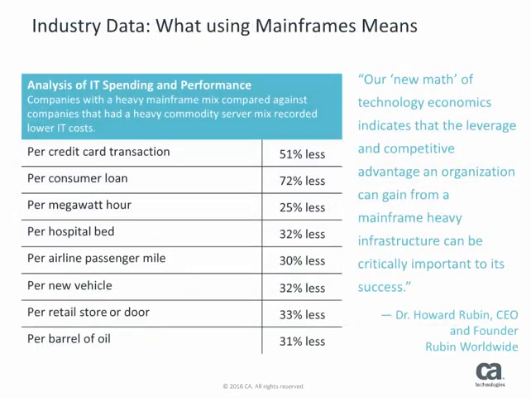And here's another analysis that Dr. Rubin performed across various industries that indicates how heavier mainframe usage benefits companies in different sectors. The organizations that had a heavier use of mainframes recorded lower IT costs than companies with a heavy commodity server use. The study was updated in 2015 and is reflected in this chart.